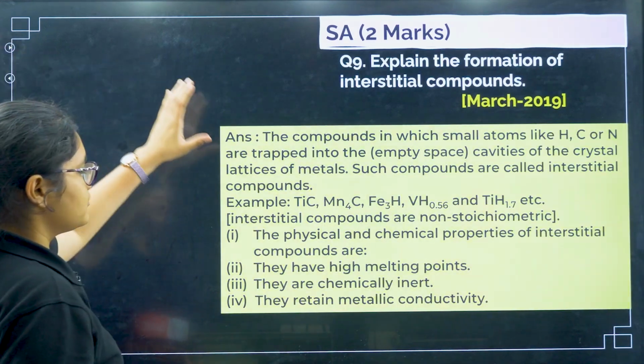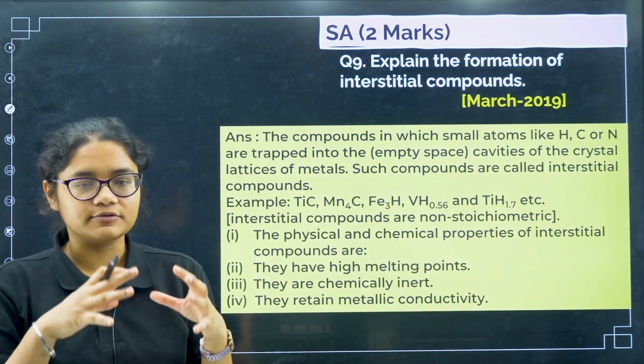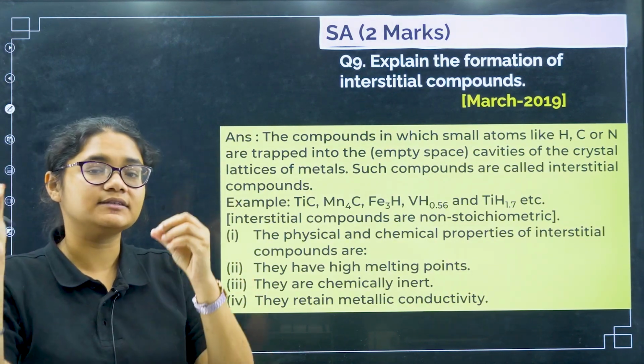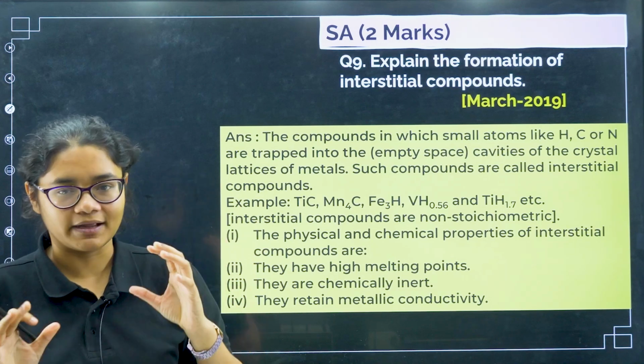Next, interstitial compounds. I have already given this. What are interstitial compounds? The compounds where there are some void spaces, and in those void spaces some atoms or elements occupy the space.